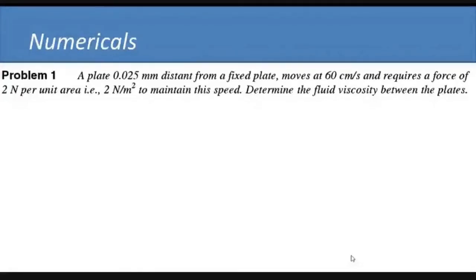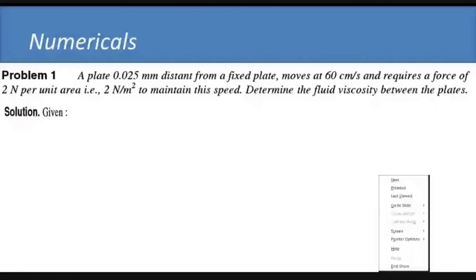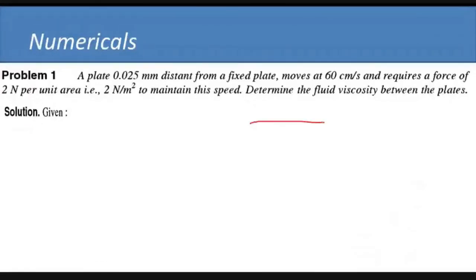So what is given in this problem? In this problem, there is one plate. This is plate one. This plate one is at a distance of 0.025 mm from another, fixed plate. This is the other plate, and we will call the distance between them dy. So this dy is 0.025 mm.